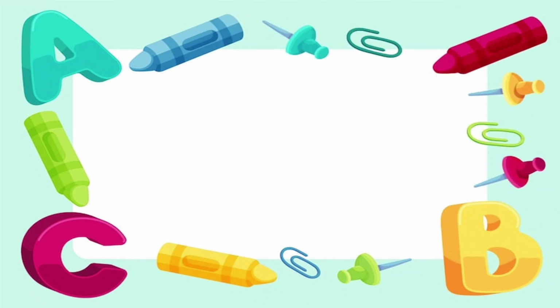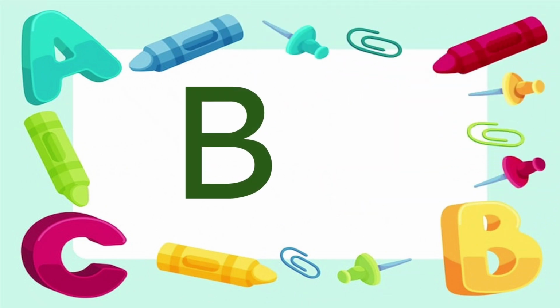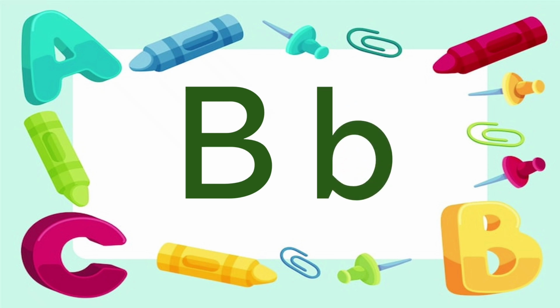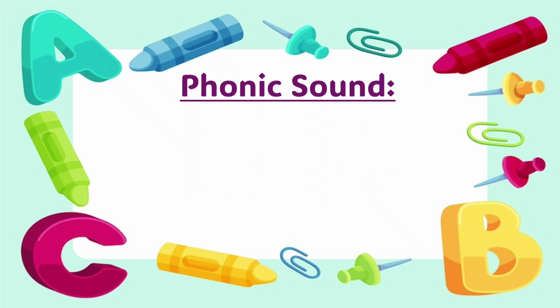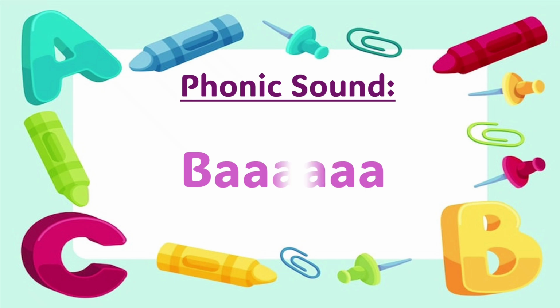See who is coming next. It's B. B is the second letter. This is capital B. And this is small b. The phonic sound of B is ba. Repeat kids. Ba.